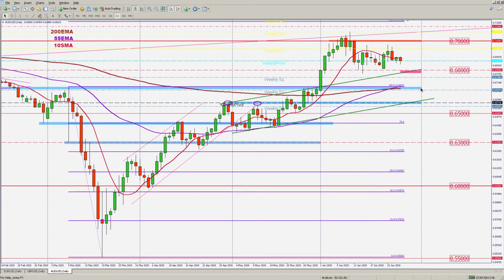So that's going to be the key support. There's an intermediate support at the 0.68, and then there's a key resistance still at the 0.70 round figure. There are no major news from Australia this coming week, but there is news from China on Tuesday with their manufacturing PMI figure. So we'll see how China has progressed and whether there's going to be an impact to the Australian dollar.